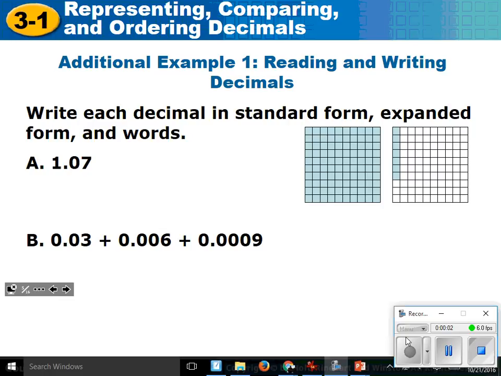So what we need to do is, on your homework, you're going to have problems that look like this. You have to write each decimal in standard form, expanded form, and words. Well, we have this number right here. You know what that is. What is that number?